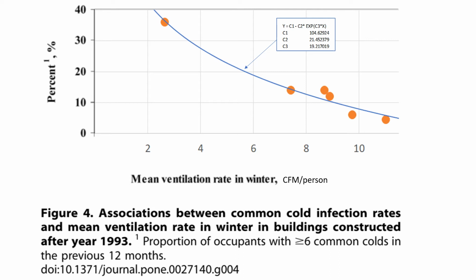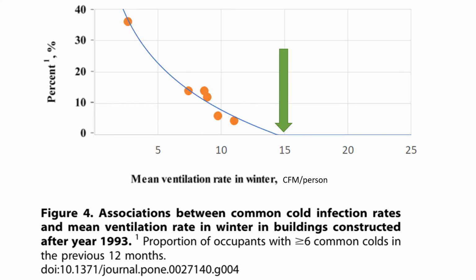The normal minimum ventilation rate that we use is actually about 15 CFM per person. And it varies, 15, 20, 25 CFM per person. That's sort of our normal Standard 62 from the 70s or the 90s. We tend to be around that 15 CFM per person.